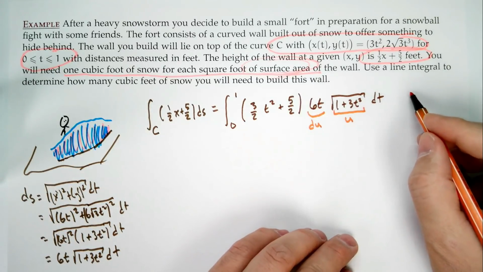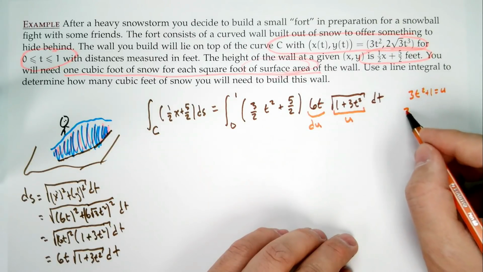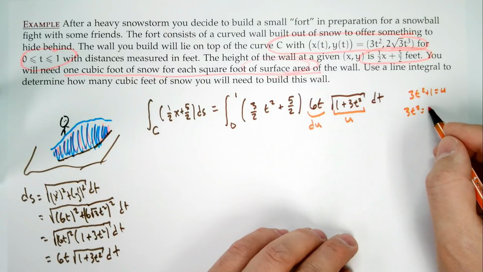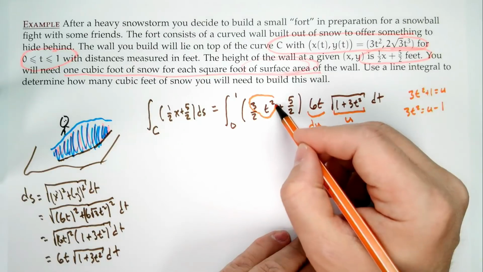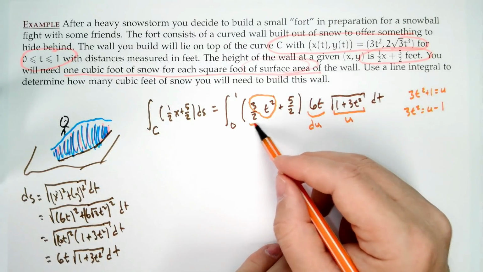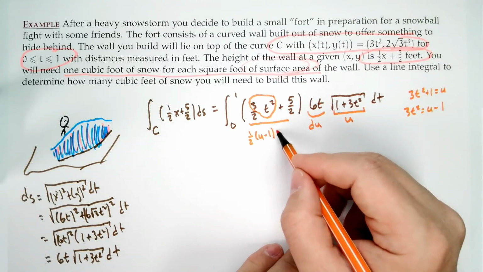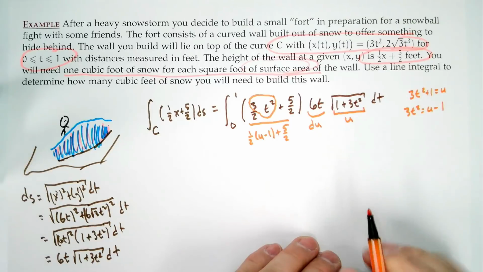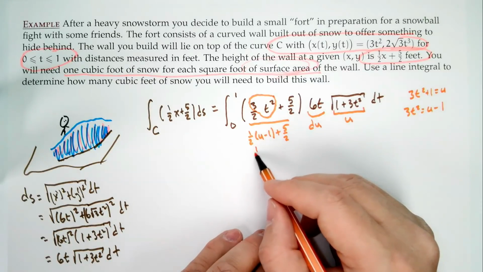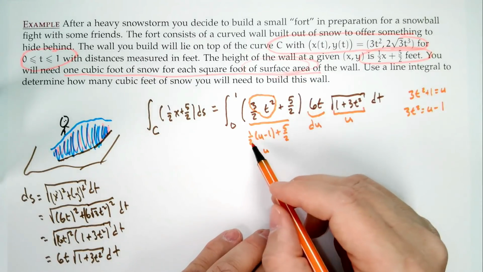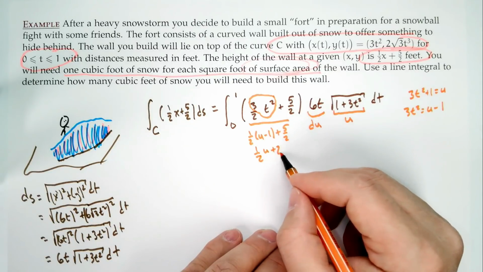Well, notice if we have 3t squared plus 1 is u, then we can say that 3t squared is really u subtract 1. And I have a 3t squared here. So what can this become? This can become 1/2 u subtract 1 plus 5/2. Or, if we clean it up a little bit, a half u, and then we have minus a half plus 5/2. That'll be 4/2, also known as 2.